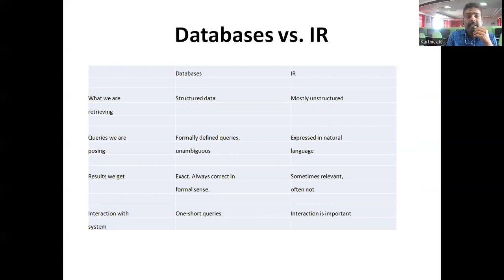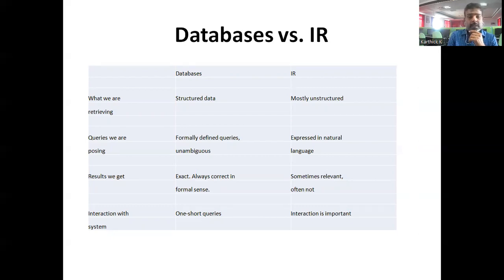In IR, the query is expressed in natural language. The results in databases are an exact match. If there is any error in the query, you cannot retrieve your data. But in IR, the results are somewhat relevant. If you type whatever data in Google, you will definitely get an answer. This type of information is expressed in natural language, so you are allowed to find whatever you want. Sometimes we get results that are not relevant, but mostly we get relevant information.